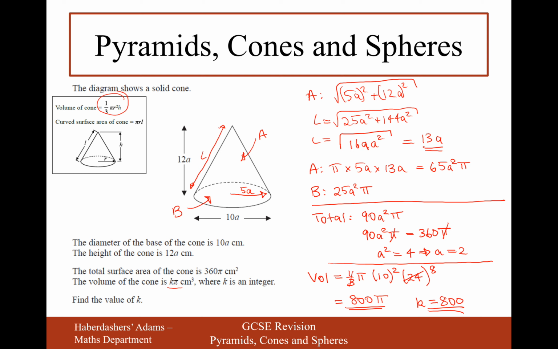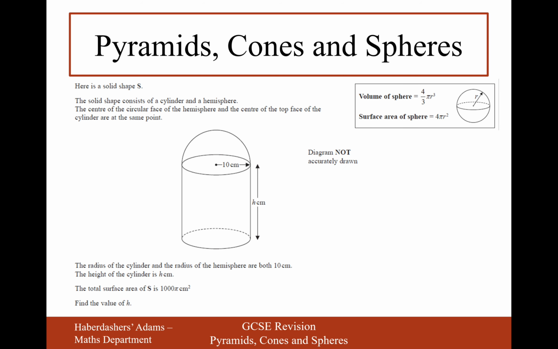Lovely, there we are. So lots to do in that question. Pythagoras calculation to work out the diagonal length on the cone there. Then we had to work out the surface area of the cone, the surface area of the circle on the bottom, add them together, solve the equation equals 360 pi. Then we worked out a, then we worked out the volume as 800 pi. Lovely, there we are. So that's the answer to this question here. Let's move on to the next one. Pause the video and give this one a go.